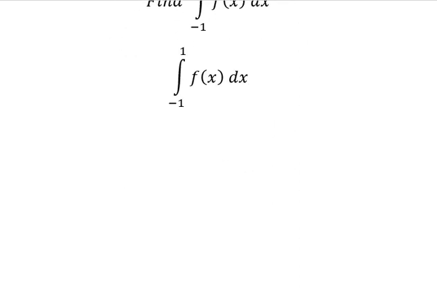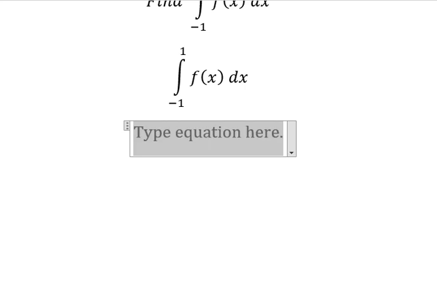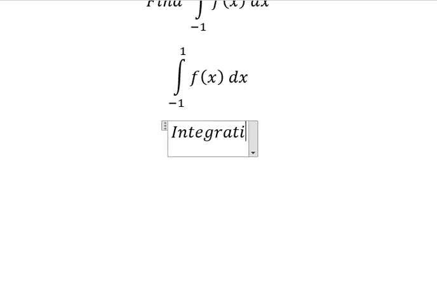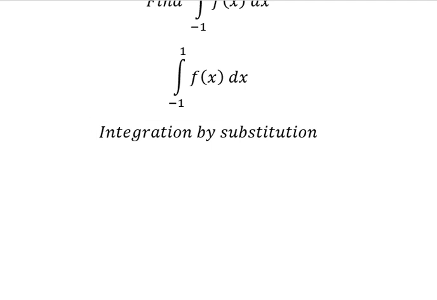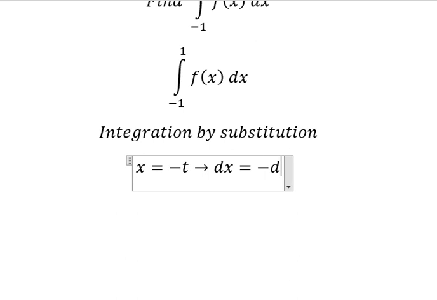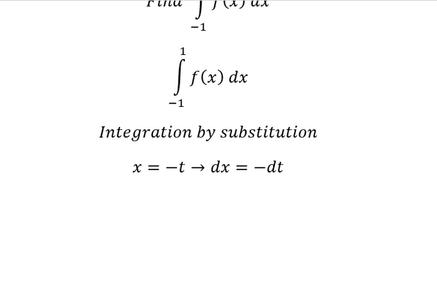We need to use integration by substitution. So I will put s equals to negative t. Later we do the first derivative for both sides, and you get ds equals to negative dt. Next, we need to change the bounds.